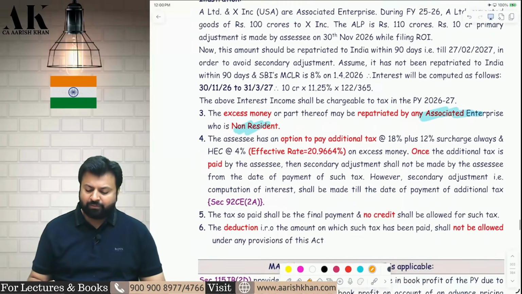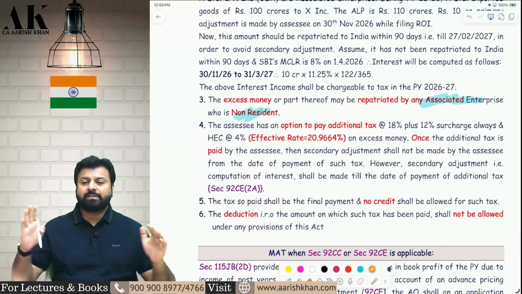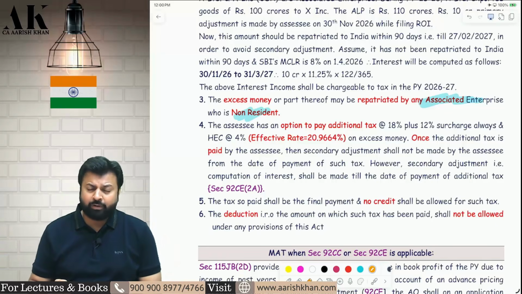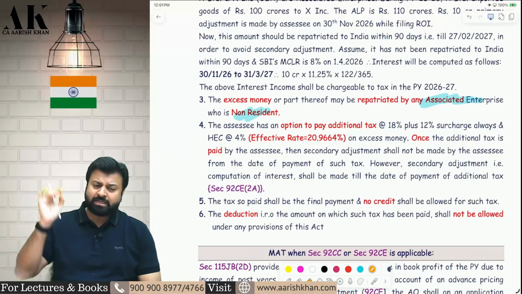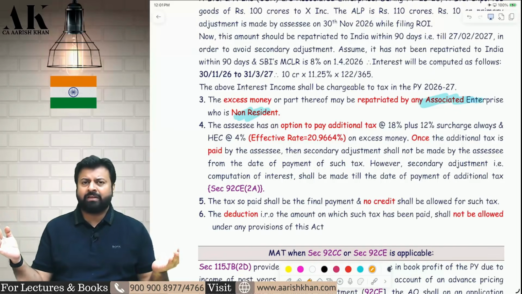Sir, is there any way we can escape from this? Till when will this interest be charged? This interest will be charged till the time you don't bring back the money to India. Sir, if we don't bring back the money to India for 5 years, then interest will be charged for 5 years? Yes. Why not? Bring back the money to India. Sir, is there any other way we can escape from this interest?